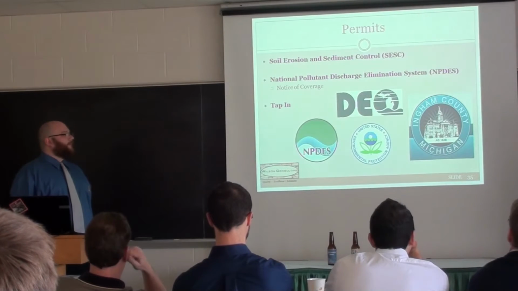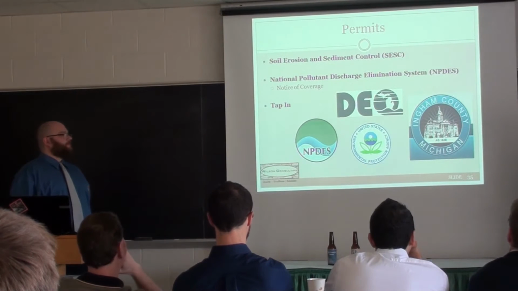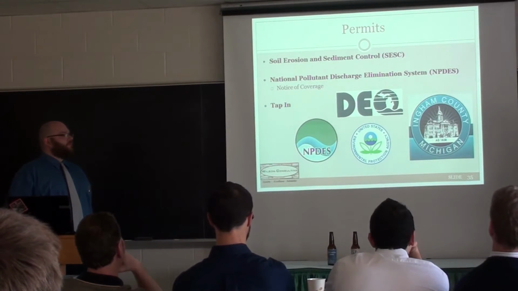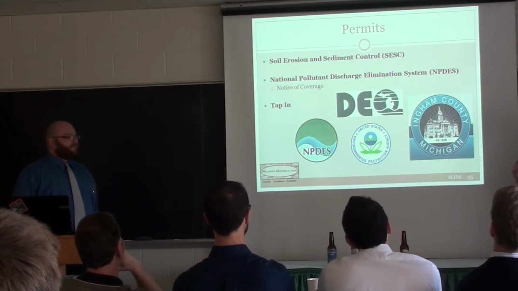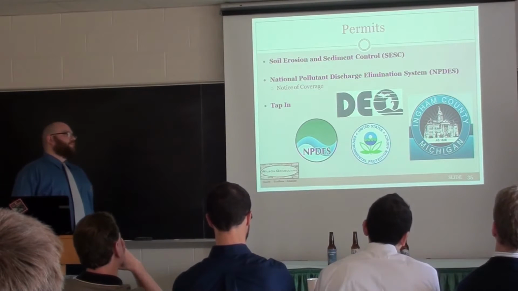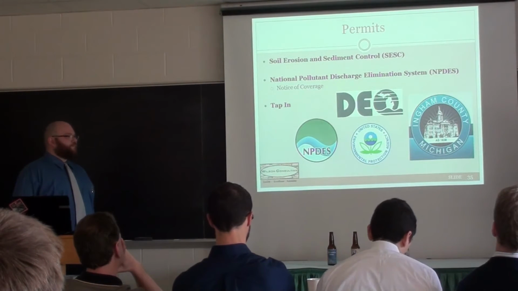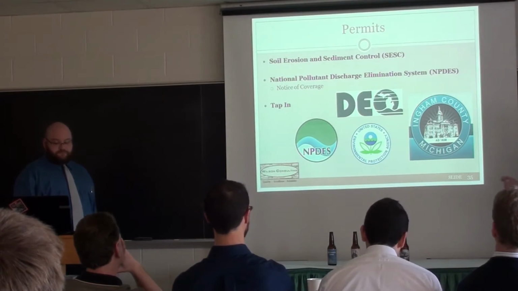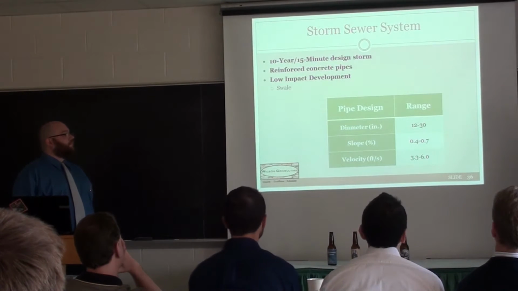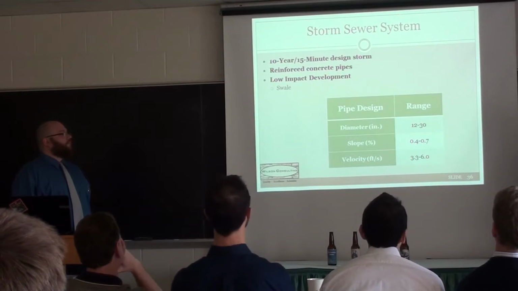So for the permits, we will need a soil erosion and sediment control permit. And then with the National Pollutant Discharge Elimination System permit, that is obtained by the county, and we will simply need a notice of coverage in order to be included within their permit. And then finally, we have the tap-in permits so that we may tap into their storm sewer system. The storm sewer system is designed using a 10-year, 15-minute design storm. The pipes that we are using are constructed out of reinforced concrete.